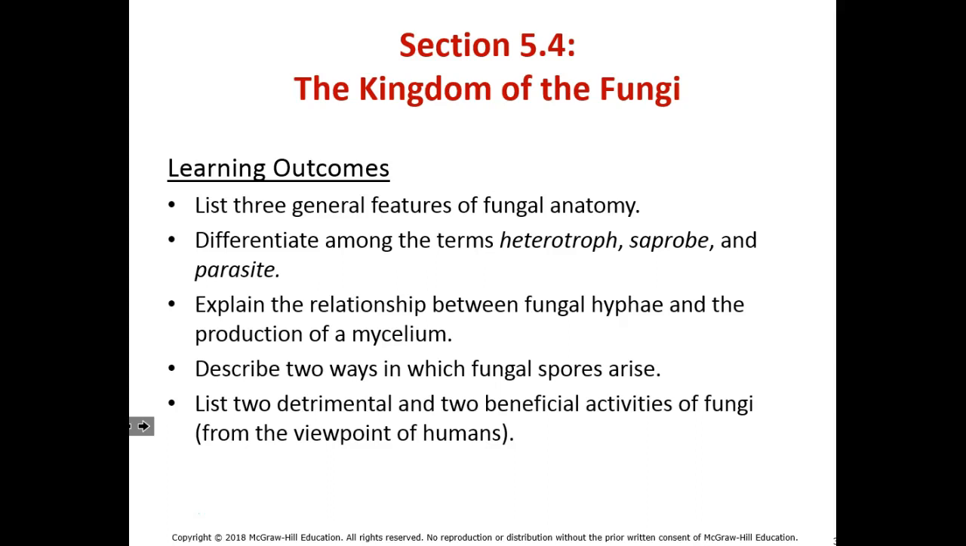But we're going to learn the three features of fungal anatomy, differentiate between the terms heterotroph, saprobe, and parasite. Explain the relationship between fungal hyphae and the production of a mycelium. Describe two ways in which fungal spores arise and two detrimental and two beneficial activities of fungi from the viewpoint of humans. What's a common fungus that grows out in the yard or in a garden? Mushrooms. Some mushrooms are edible and they have good medicinal benefits. Some mushrooms are poisonous and should not be eaten.